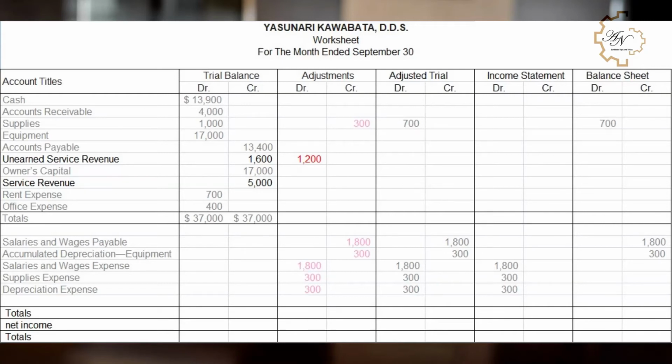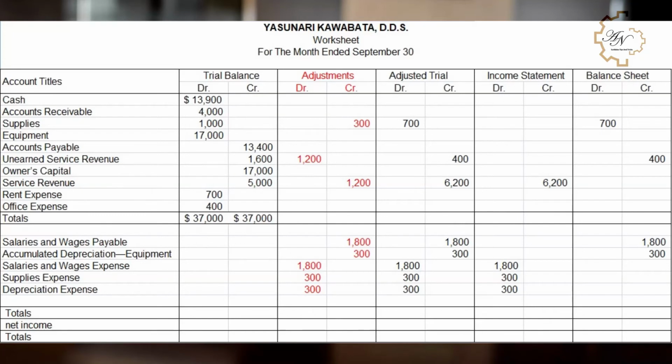$1,600 minus $1,200, and the new balance is $400. The service revenue had a balance of $5,000 before plus $1,200, and the new balance is $6,200. The unearned service revenue will transfer to the balance sheet, and the service revenue will transfer to the income statement. Here we have to complete the adjusted trial balance.